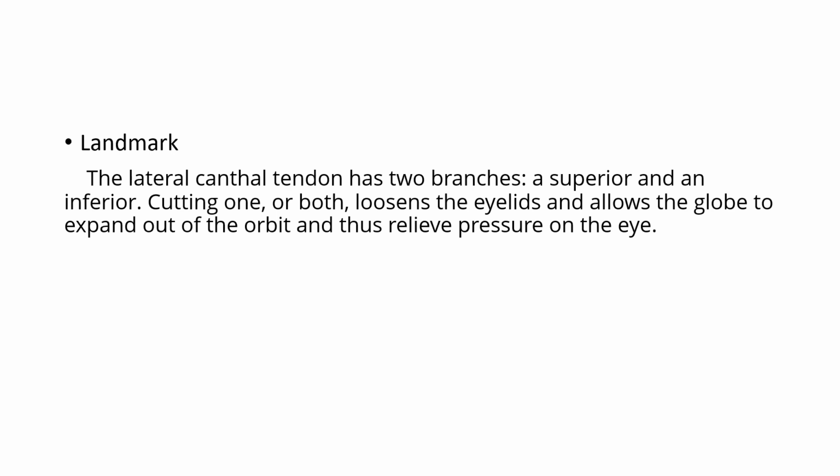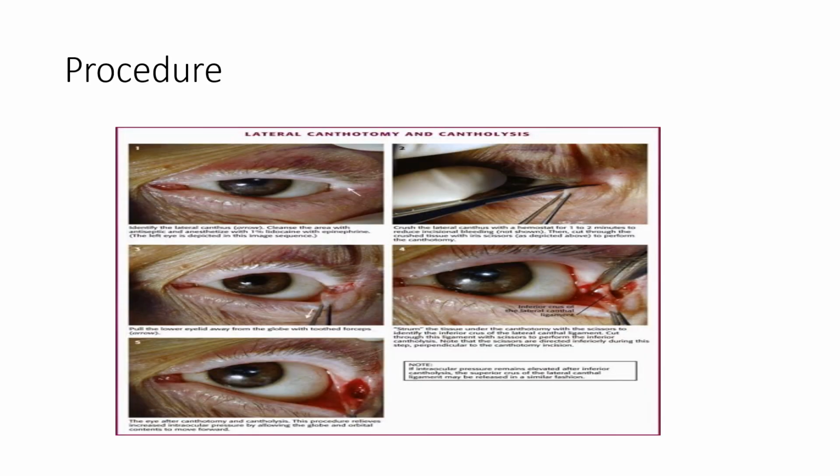So the first step is identifying the lateral canthus, the inferior lateral canthus. Usually we will not incise the superior canthus because the lacrimal glands are present in the superior canthus. So then the procedure. You should first identify the inferior lateral canthus, then cut through the eyelid until the orbital rim.